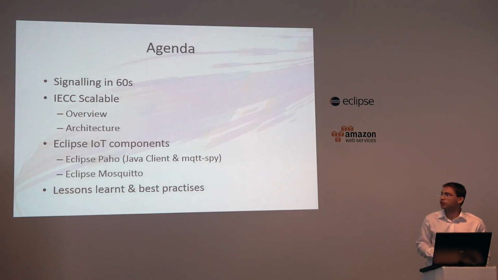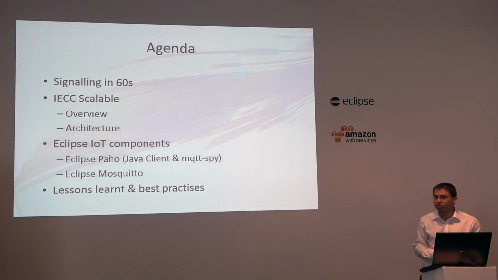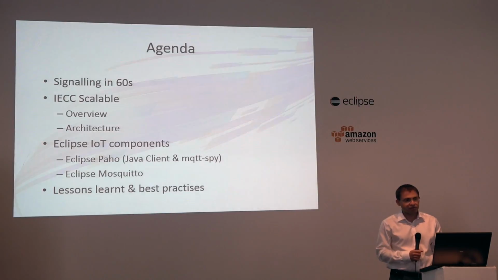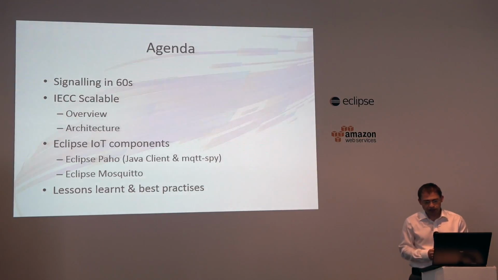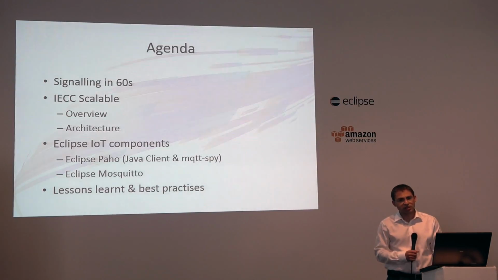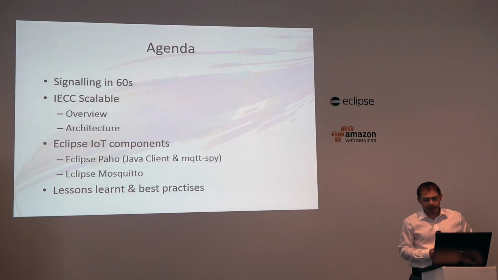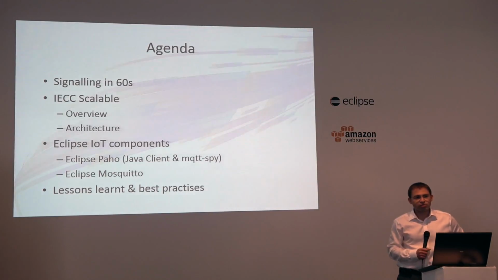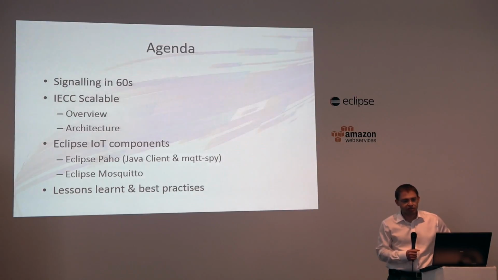Then I'll give you an overview of IECC Scalable, our state-of-the-art signaling control and traffic management system, with a quick dive into the architecture and some of the reliability requirements that we have to meet. And then moving on to the Eclipse IoT components that we use in our system. And then finally some thoughts and best practices that we think might help you when working with those or similar technologies.